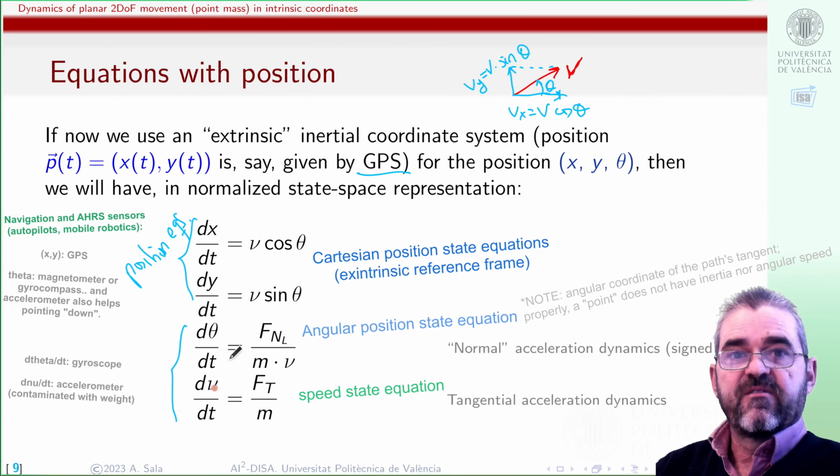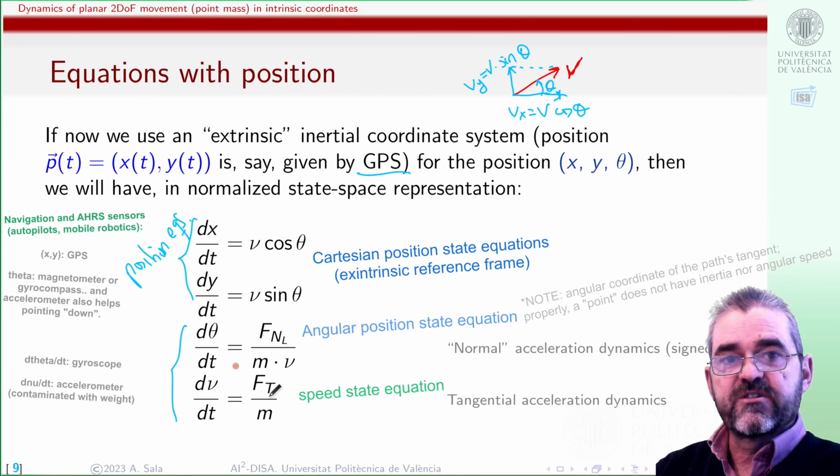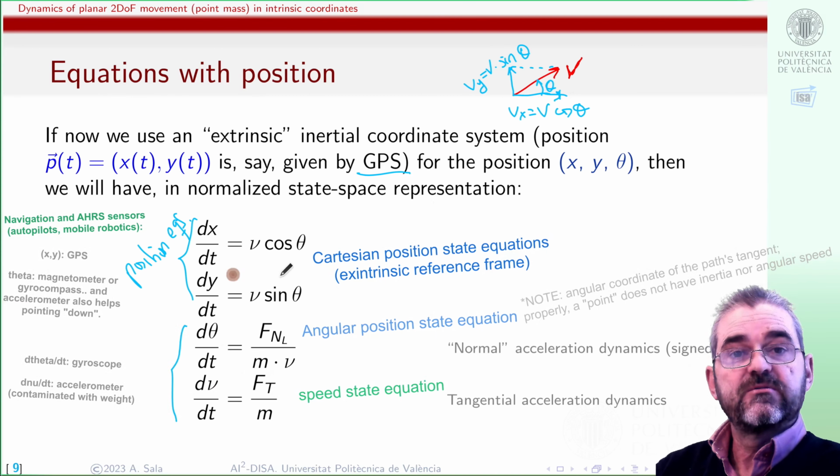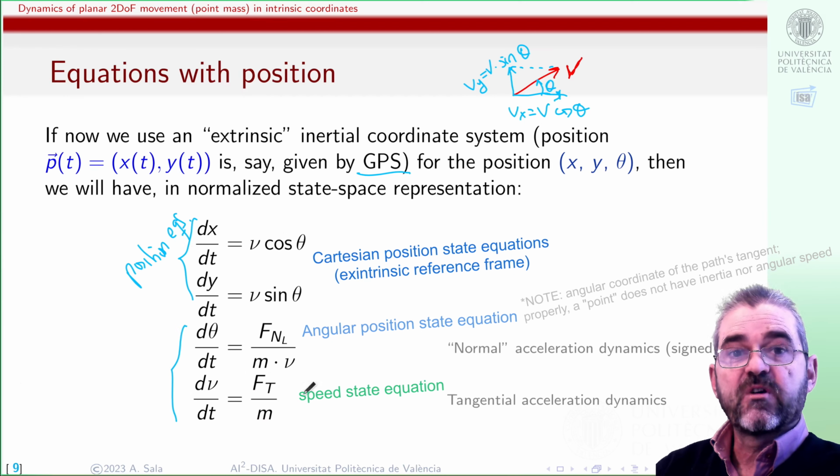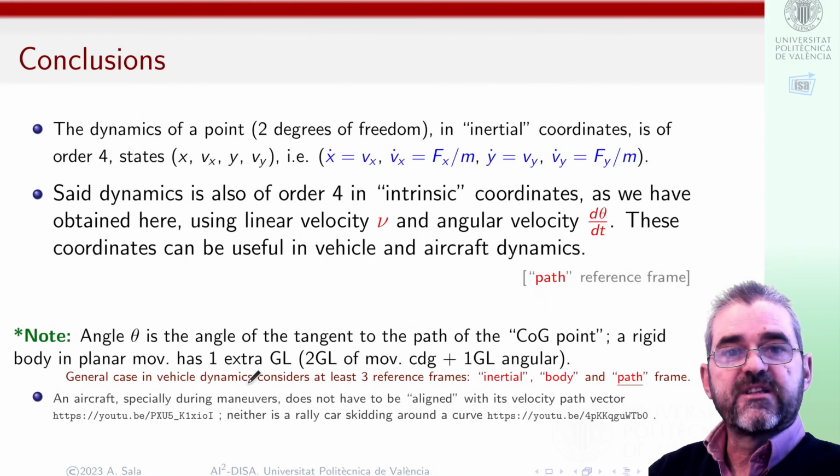So we have the bottom two equations telling me the accelerations in intrinsic coordinates, and the top two equations will tell me how to compute the absolute positions from the accelerations at the bottom. So this will be the fourth order dynamics of a point mass, in which accelerations are measured in what's called the path reference frame. So let us conclude.